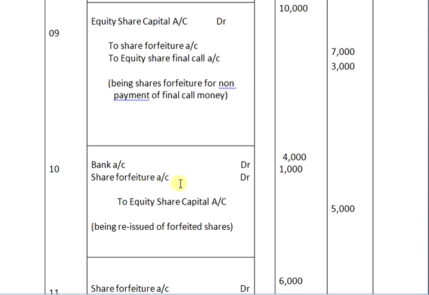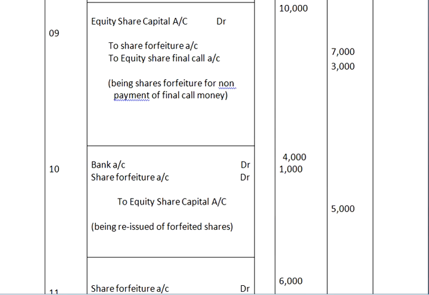Share forfeiture account debit. Again, we are giving a discount. How much is the discount? The overall value is 10, but we are giving it for only 8 rupees. So bank account debit 500 into 8, it becomes 4,000. Then share forfeiture 500 into 2, it becomes 1,000. Again, to equity share capital account, the overall amount is 500 into 10, it becomes 5,000.